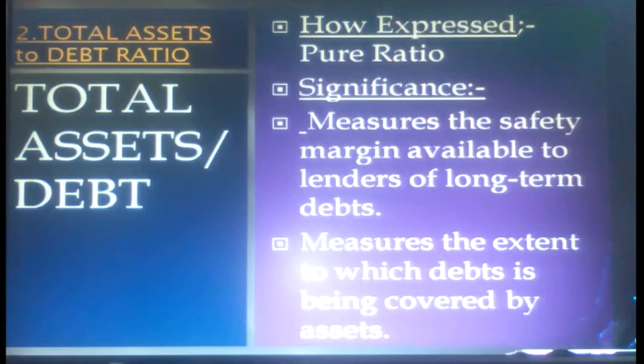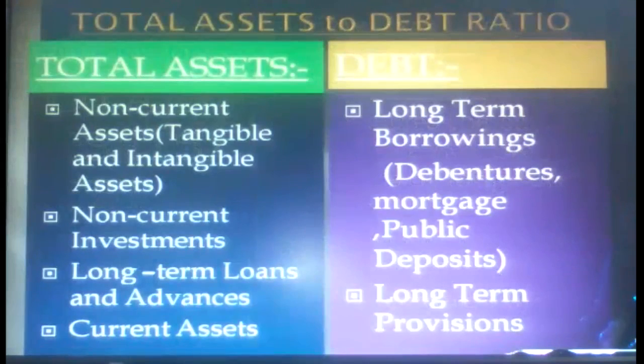You can be able to repay the capacity. Correct. So here, what is the total assets here? Nothing but non-current assets, maybe consist of tangible and intangible. As you know already, tangible is what you can touch and feel. Intangible you cannot touch and feel, correct? So non-current investments, long-term loans and advances, then current assets.